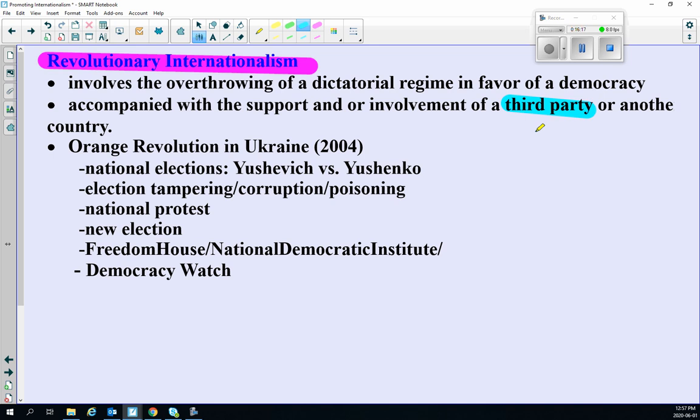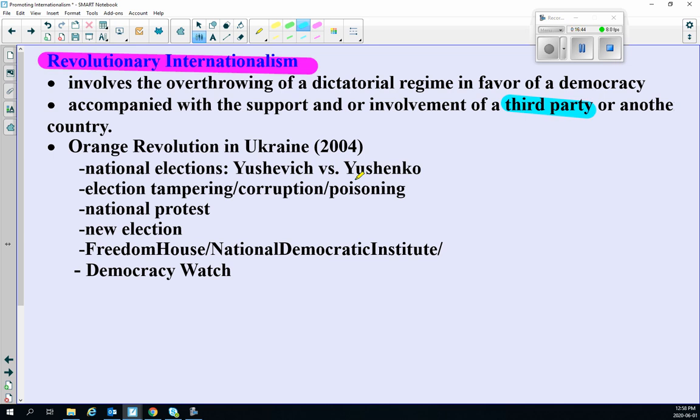You need a country to come from the outside to topple that dictator. Otherwise, it's probably never going to happen. Afghanistan was probably never going to get rid of the Taliban without that external force of the UN, America, and so on to democratize Afghanistan. That is revolutionary internationalism. I've got another example there in front of you, the Orange Revolution in Ukraine of 2004.